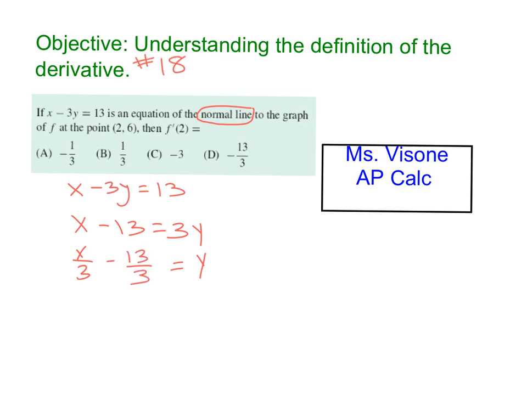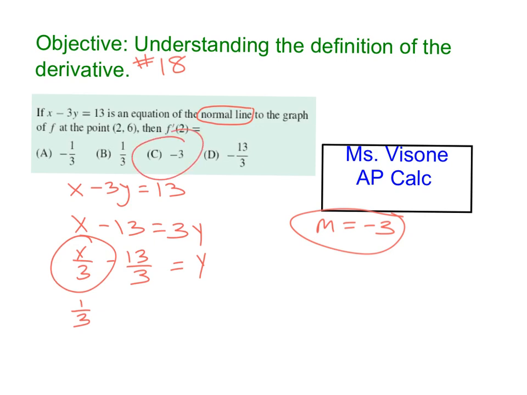So if that is the normal line or the perpendicular line, what's the slope of the tangent line? The slope of the tangent line would be the negative reciprocal, so it would be -3, right? That slope is 1/3. The negative reciprocal of 1/3 is -3. So then what is the derivative at 2? And so it's just the slope, right? Derivative is slope. Oh, there it is. I didn't see the answer.